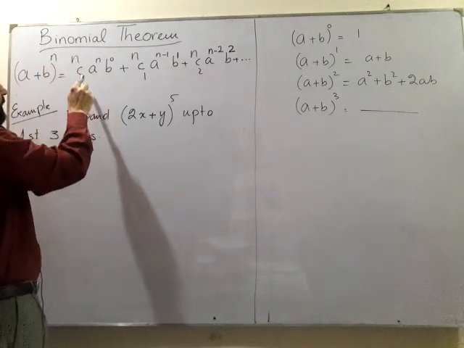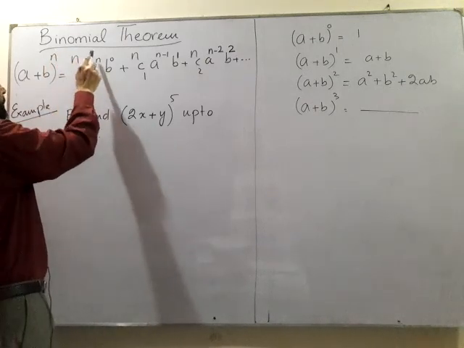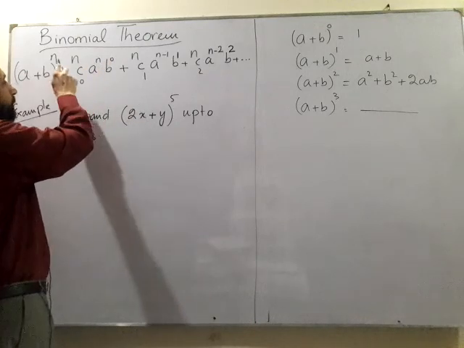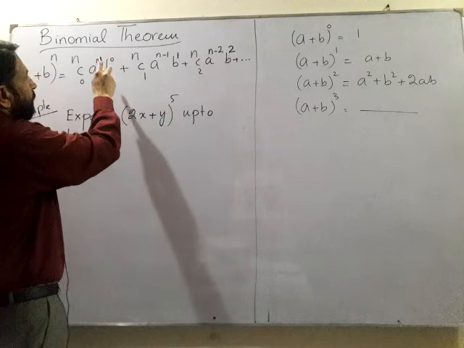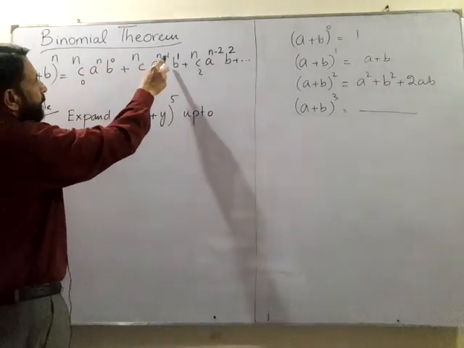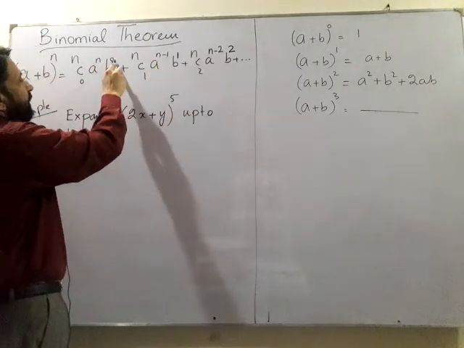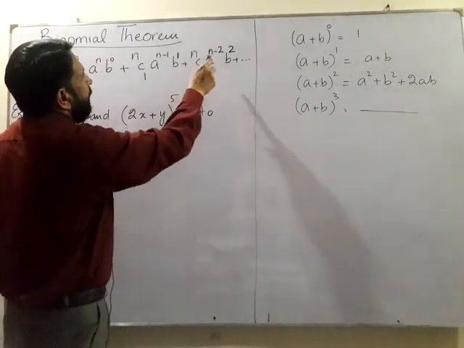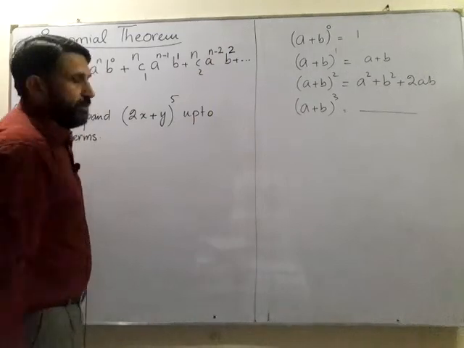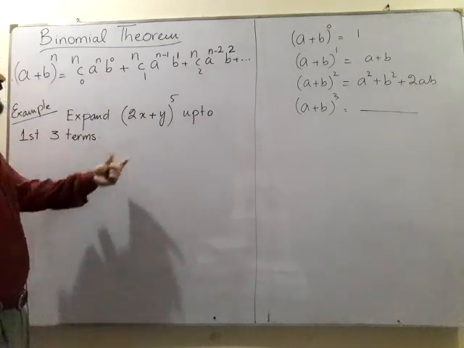The combination nC0, first number to the power maximum and second number to the power minimum. Then nC1, the first number, which had the maximum power, is reduced by 1, and the one which had the minimum power is increased by 1. And then nC2, one more reduced and one more increased. Let us see this with the help of an example.